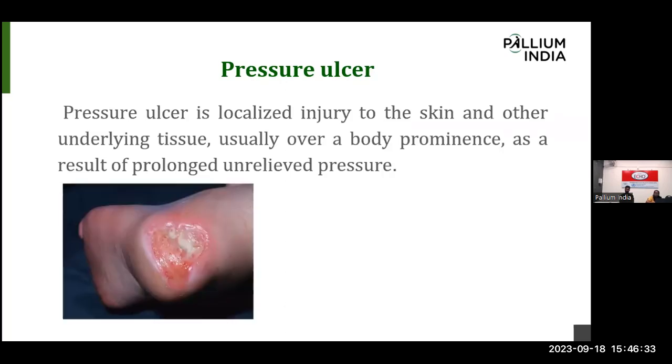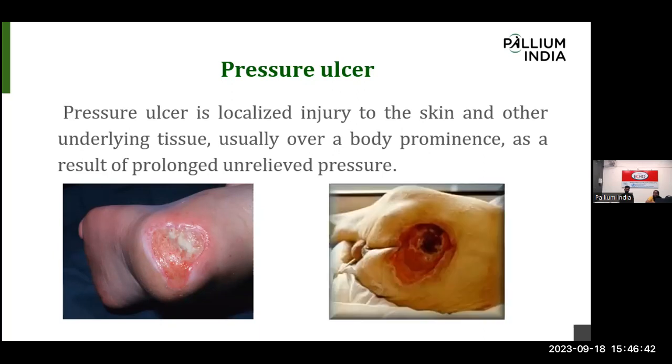So pressure ulcer, we all know that a pressure ulcer is a localized injury to the skin and other underlying tissue, usually over a bony prominence, as a result of prolonged unrelieved pressure. If there is prolonged unrelieved pressure, there is a chance of breakdown of underlying tissues, especially under the bony prominence. So that is pressure ulcer.